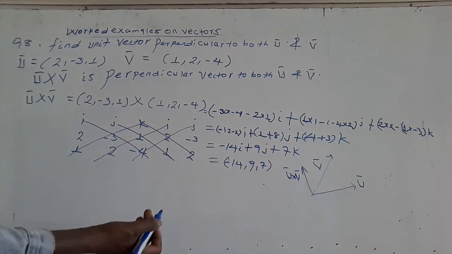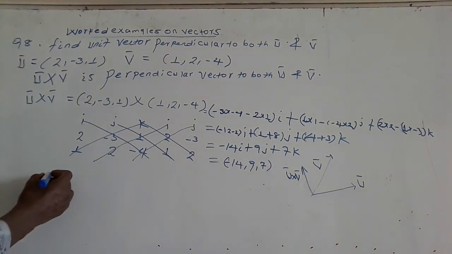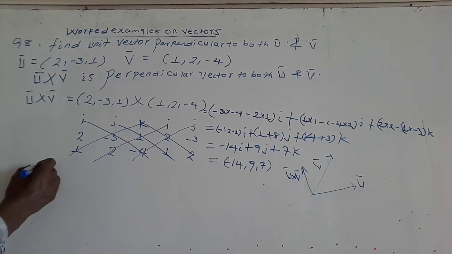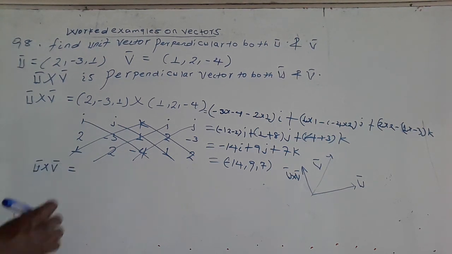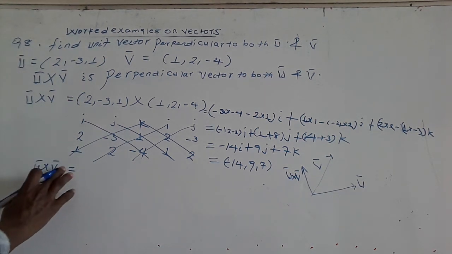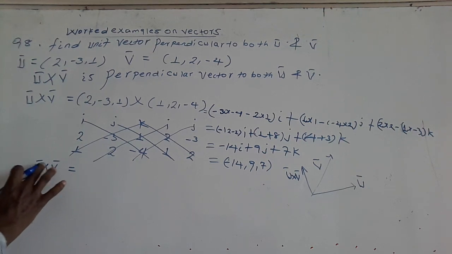So a unit vector in the direction of u cross v equals the unit vector in the direction of this.